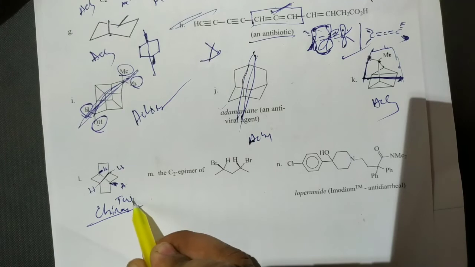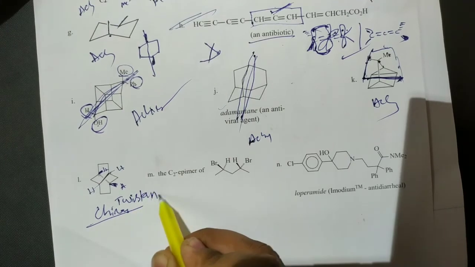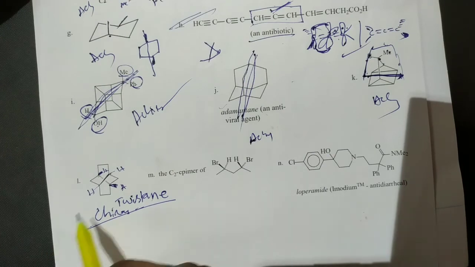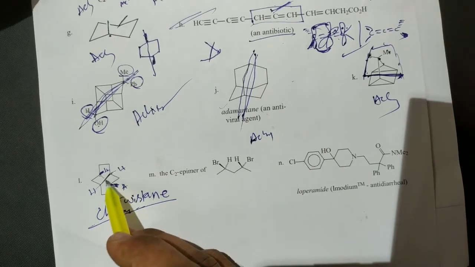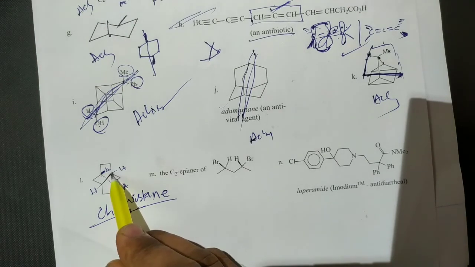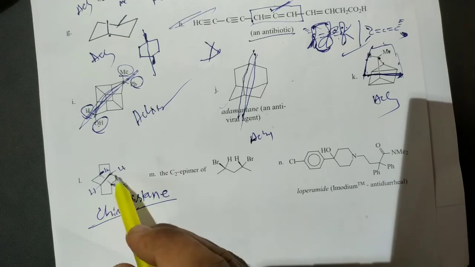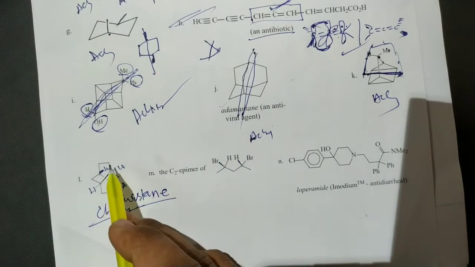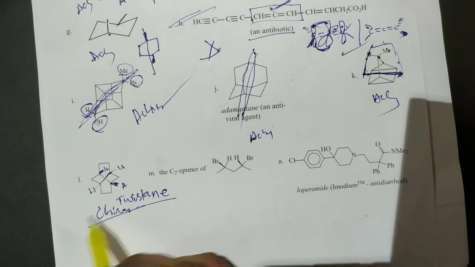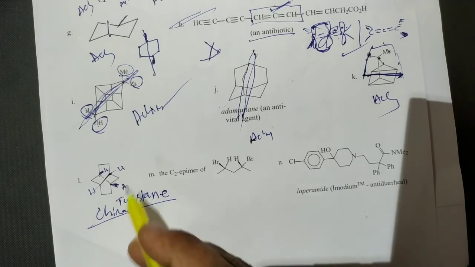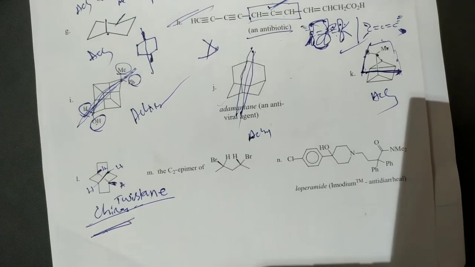This molecule is known as twistane actually. Of course it has some bridged carbons actually. Because of the bridged carbons, this compound has no plane of symmetry. Okay, it cannot be cut into two equal halves because of the sp3 nature of the carbons. Okay, this molecule is a chiral molecule.